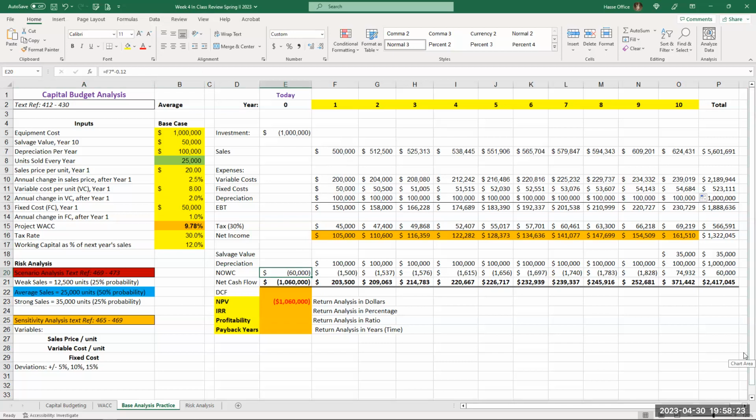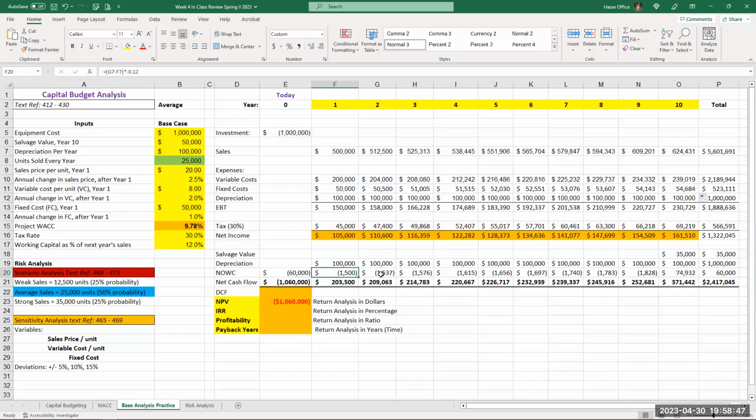So our true net cash flow in this investment is not only the $1 million of what it's costing us to buy the investment, the equipment or whatever it is, plus the additional $60,000 of working capital required to get the project operating. So $1,060,000 is our net cash flow up front.